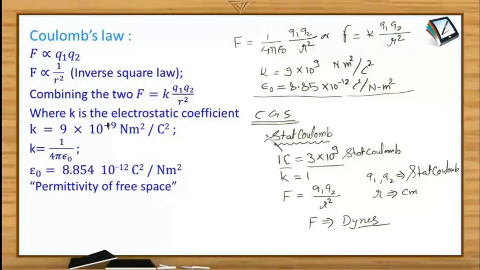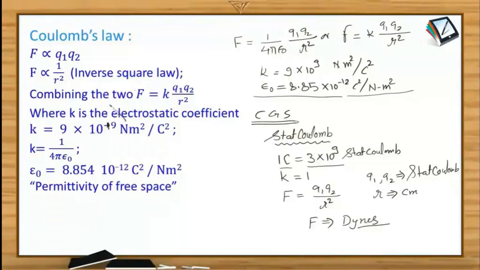Whenever we want to use Coulomb's law in CGS system, the first thing you should remember is that stat coulomb is the unit of charge in CGS system, and coulomb is of course in MKS system. So 1 coulomb has 3 into 10 to the power 9 stat coulomb. The value of the proportionality constant in CGS system becomes 1 because this conversion factor for the stat coulomb is used that way. So the formula becomes F is equal to Q1 Q2 over R square, where Q1 and Q2 are to be measured in stat coulomb, distance R in centimeters, and the resulting force will be in terms of dynes.